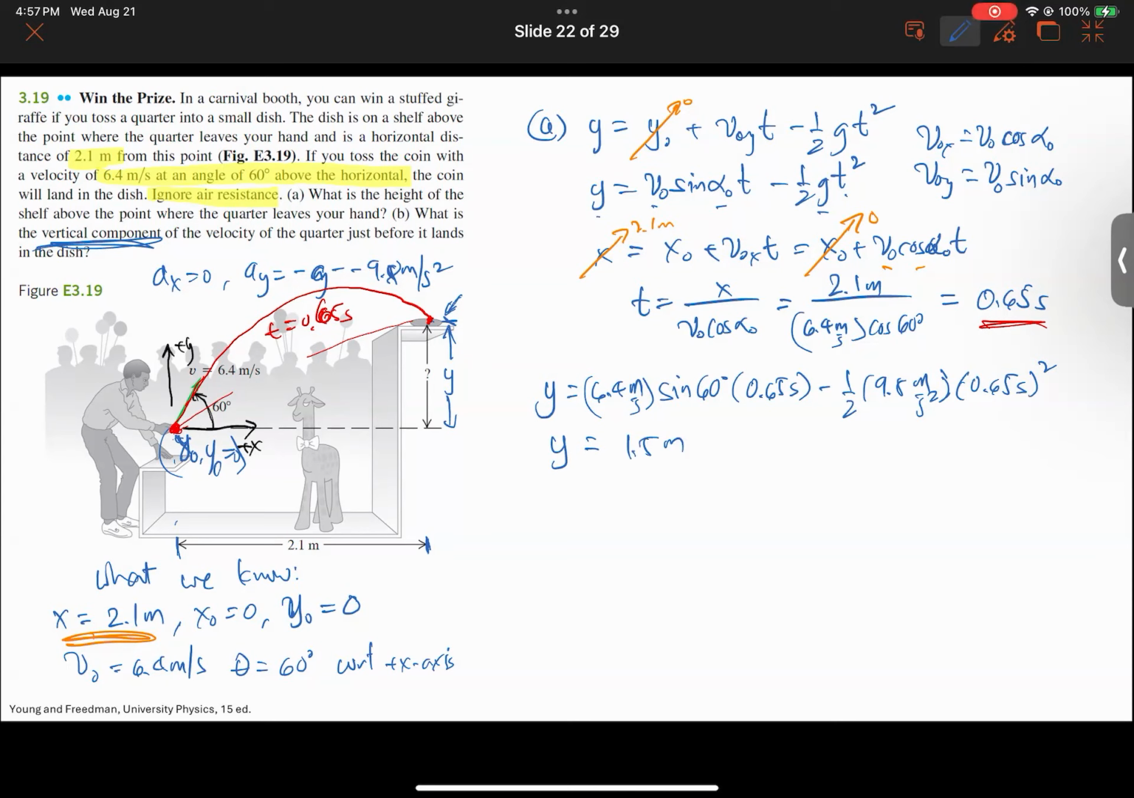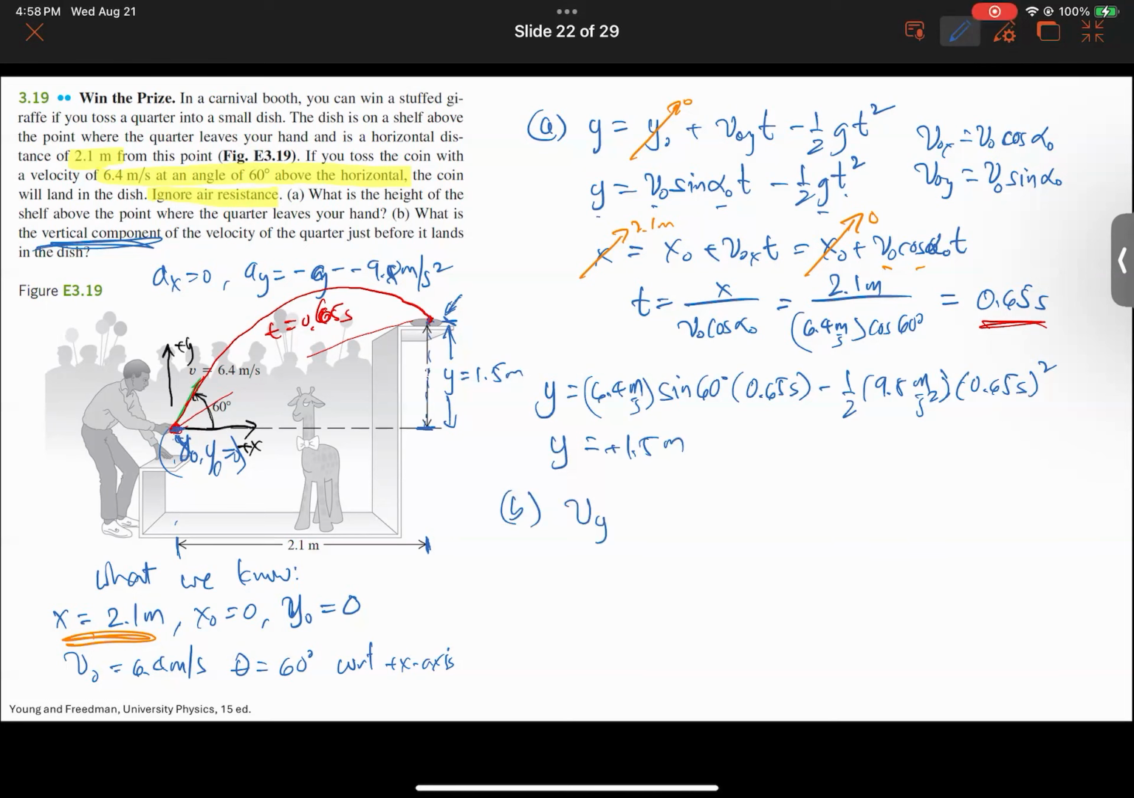Mukha naman may sense kasi yung sagot natin is above, di ba? Or positive, meaning above nung y naught, nung original na position niya. So, yan is 1.5 meters. Now, sa letter B, ang pinapahanap is yung vertical component ng velocity.